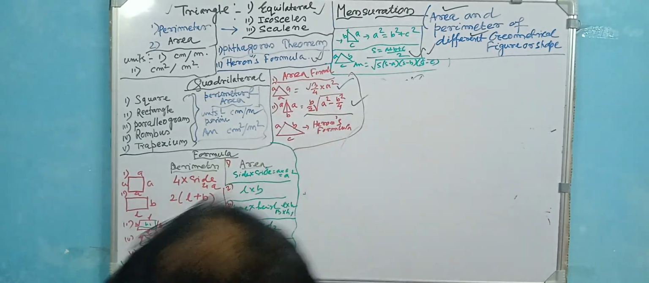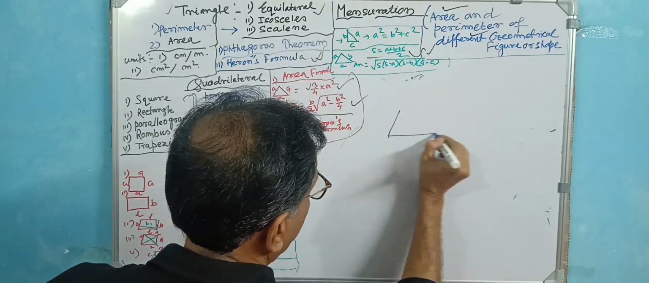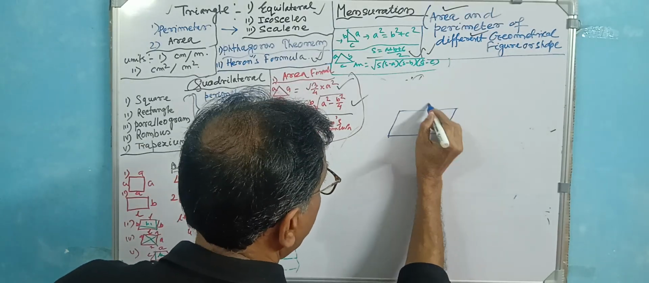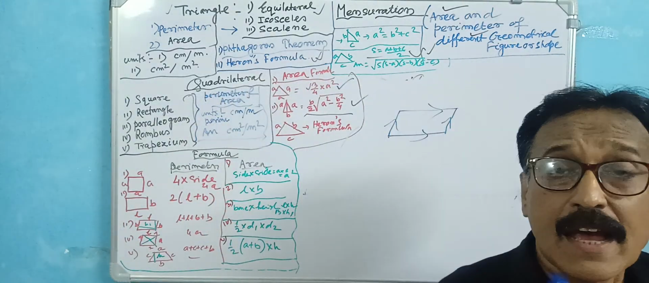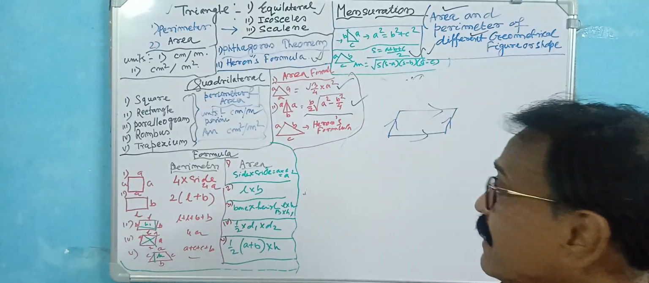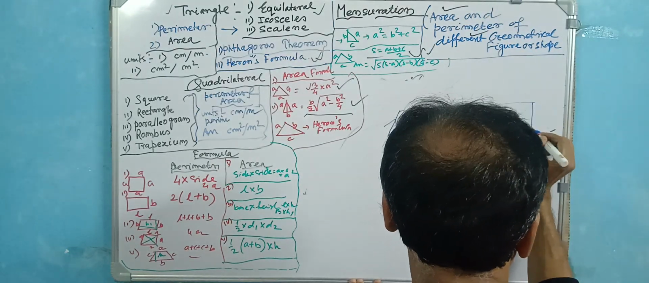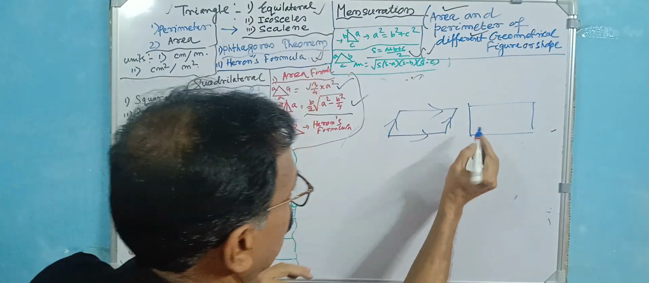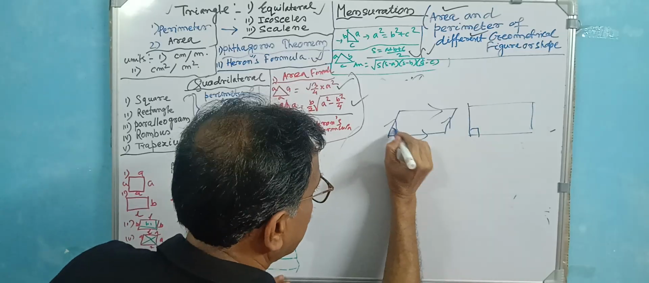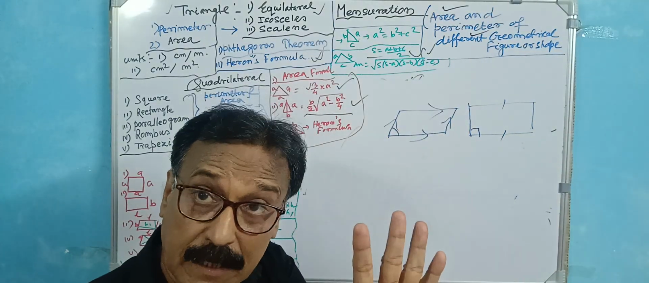Now, the other one is a parallelogram. Parallelogram means opposite sides are parallel. It is nothing but a different shape of the rectangle. What is the difference? In a rectangle, this is 90 degree. Just you tilt. It was like this, you just bent it. So the 90 degree has changed. Opposite sides are parallel, opposite sides are equal, all these things.